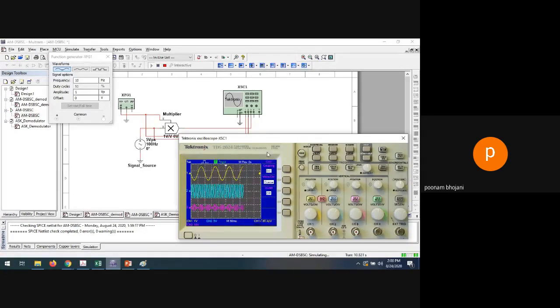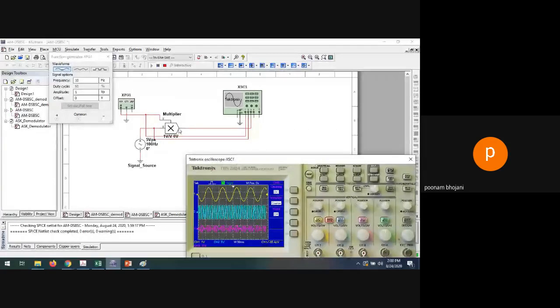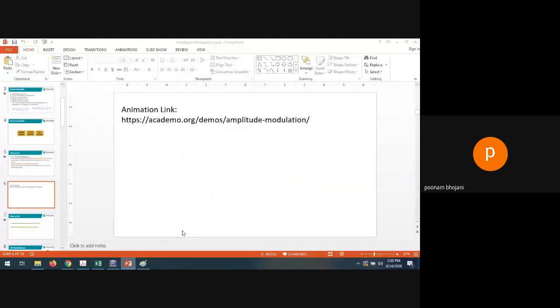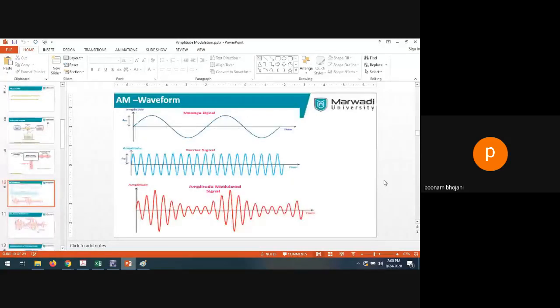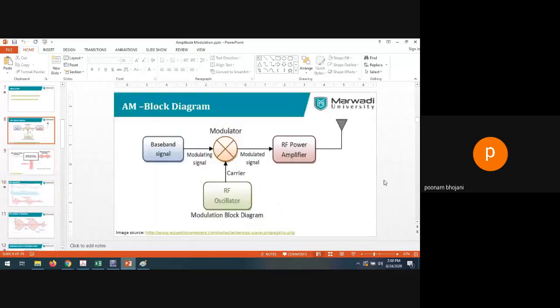So this is your modulation part, which is having this modulator circuit. It is a simple multiplier which will multiply two inputs. One is the message signal, second is the carrier signal, as we have seen in the diagram in the PPT also. Let me show you that. Yeah, this is the diagram, right? This multiplier is having one baseband signal, one carrier signal. So the output will be the modulated signal.